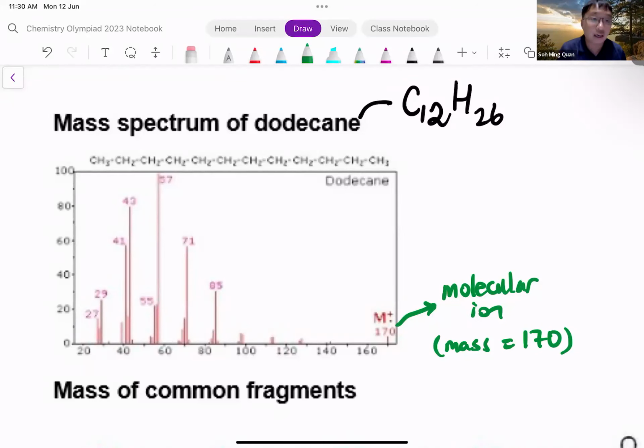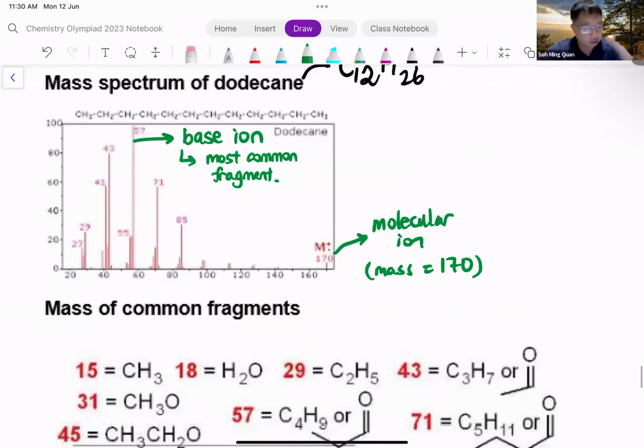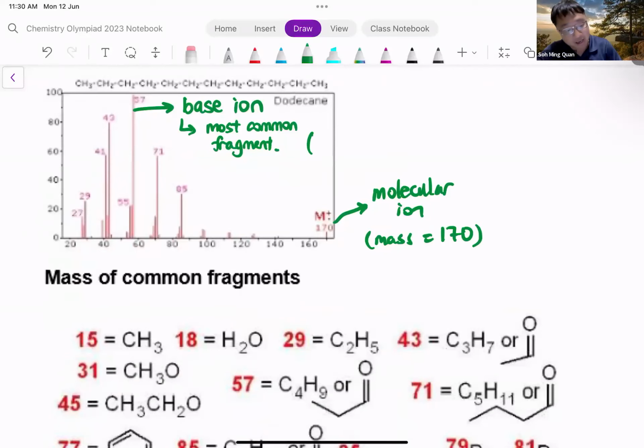Okay, so the molecular ion is the most useful. Now, the next important thing is the ion that is in the highest proportion. The ion that is in the highest proportion is called the base ion. It's in the greatest abundance. Now, the base ion also gives you important info, because this tells you the most common fragment. So the most common fragment has a mass of 57. Okay, so we're going to look, what's 57? Let's think through. 57 could be, in this case, C4H9 plus.